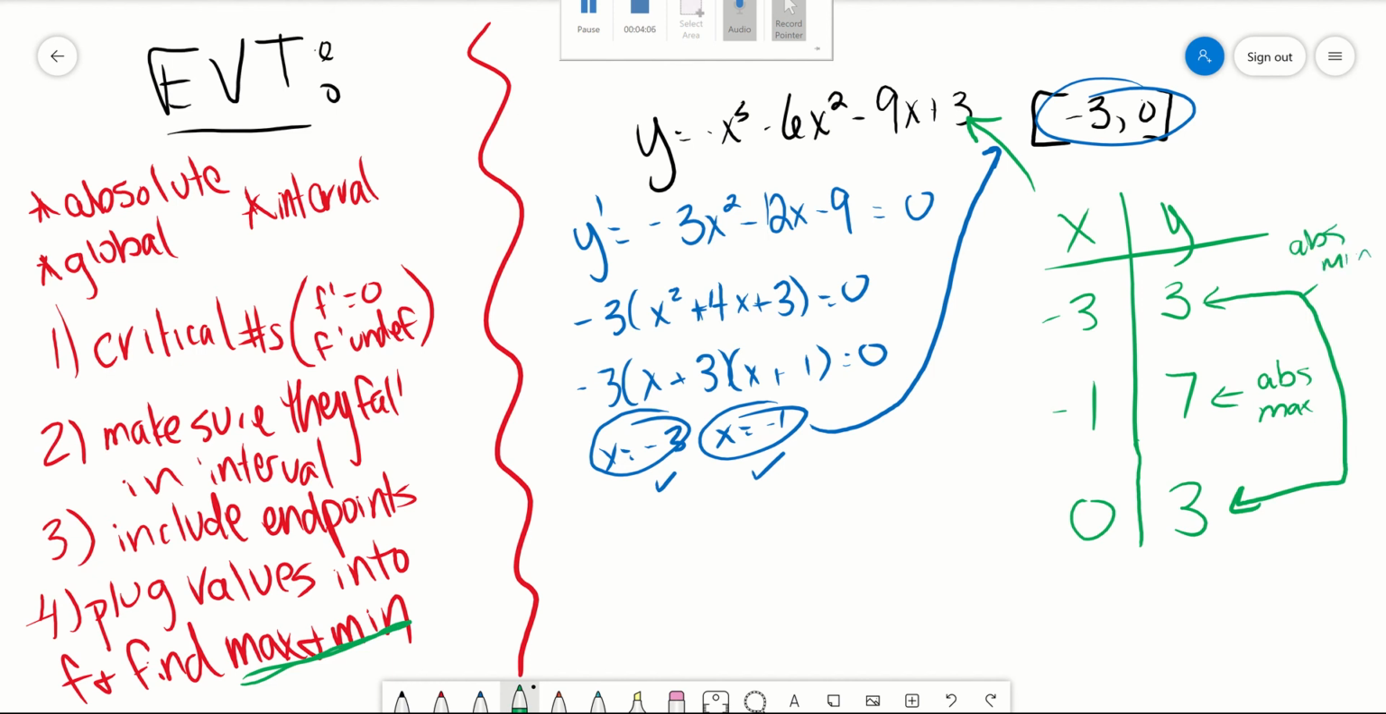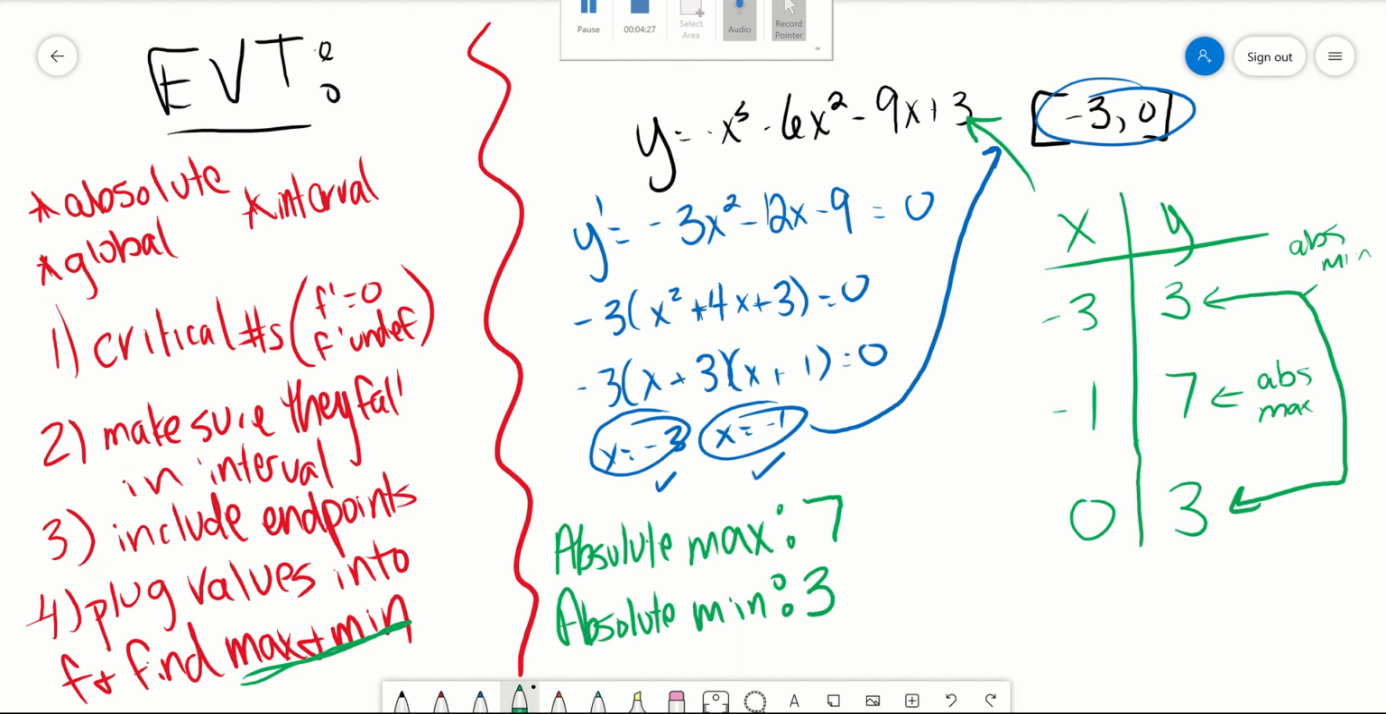You have to be careful about how the question's worded. If it asks you for the absolute maximum, it doesn't mean where does it happen. It means what is the absolute maximum. The absolute maximum is 7. If it asks you what is the absolute minimum, it is 3. If it asks you for the location, the max is at negative 1, and the min is at negative 3 and at 0.